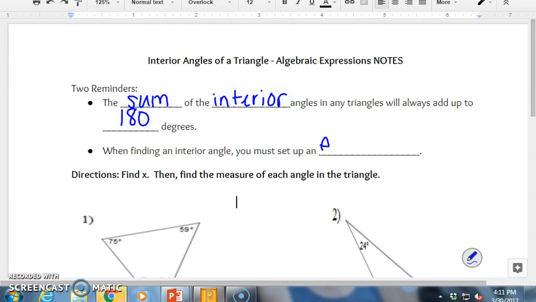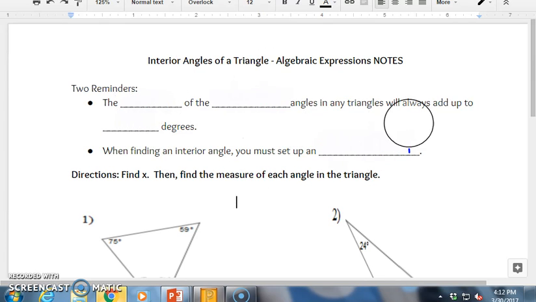And again, when we are finding an interior angle, we have to set up an equation. We have to, okay? So it's always going to be equal to 180 degrees, and we have to set up an equation.